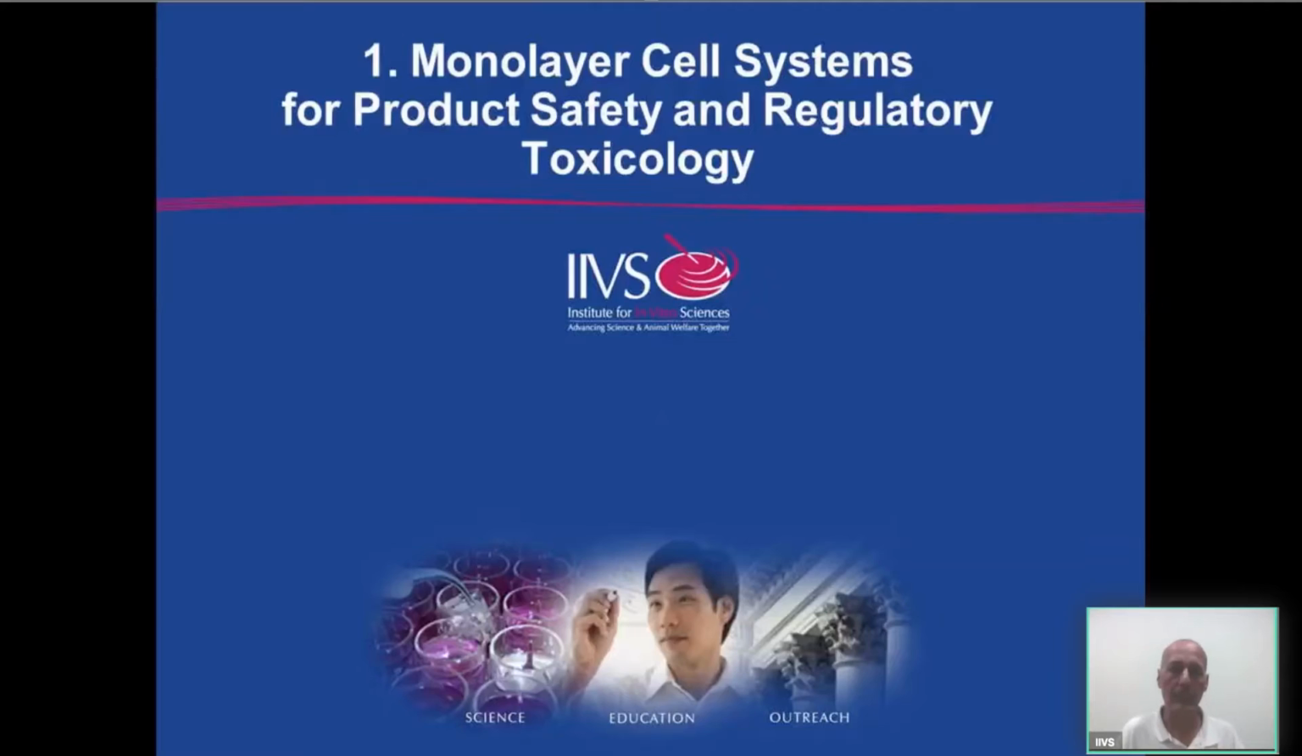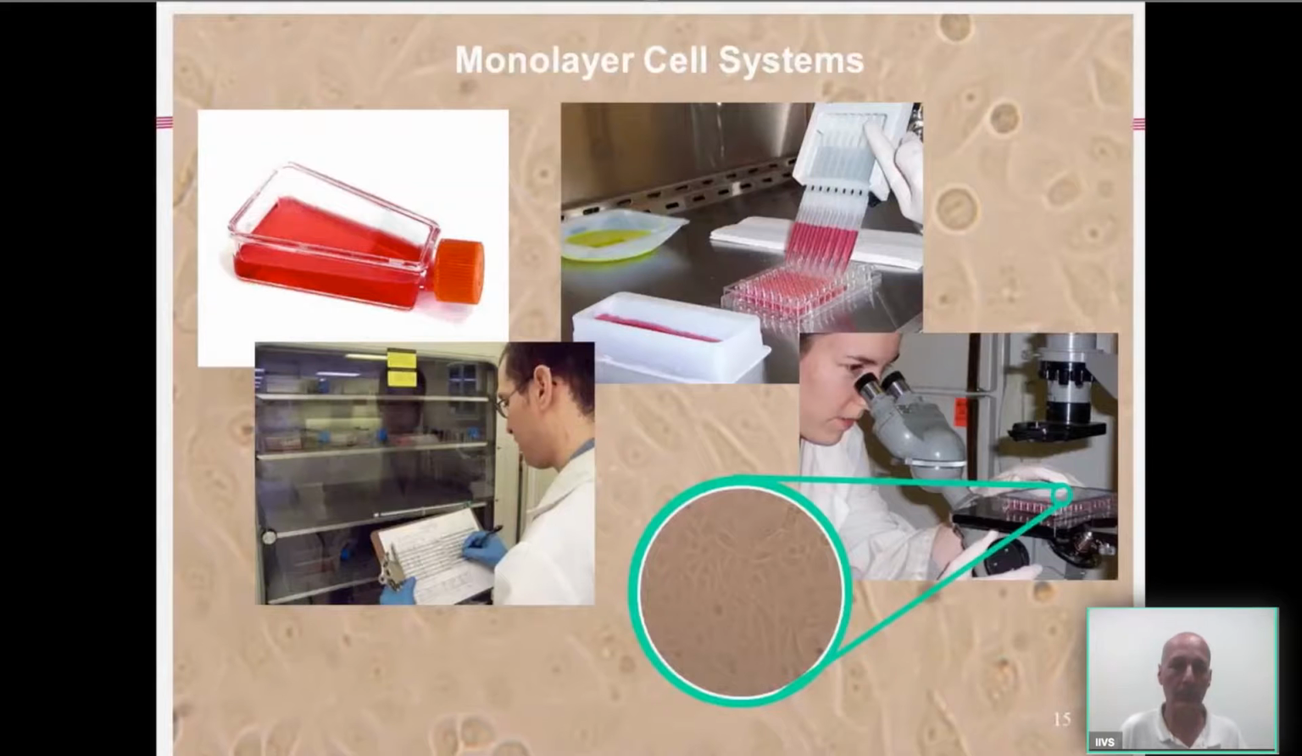Okay, so we'll proceed now to the monolayer cell systems for product safety and regulatory testing. And I'd like to start out with some applications and limitations of each of these categories. So the first, monolayer cell systems, include those cells that we typically ramp up in flasks and seed into multi-well plate formats, or what has traditionally in the past been done using large format 2D type dishes.